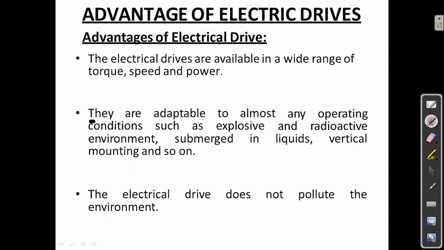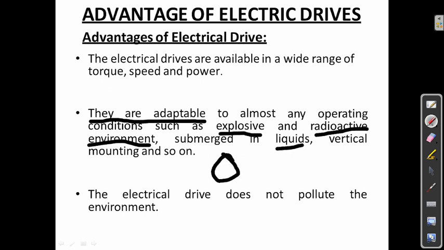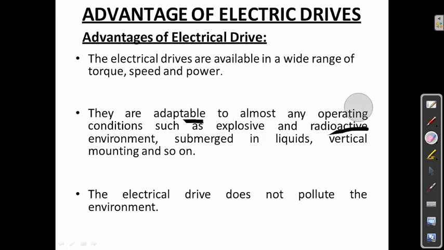These are adaptable to operating conditions. It may be some dangerous places, it may have some explosives, or a radioactive environment. It will work over there also. And if it is submerged in liquids, if the load or motor is inside the liquid, it will also operate. With vertical mounting also, it will work like this.